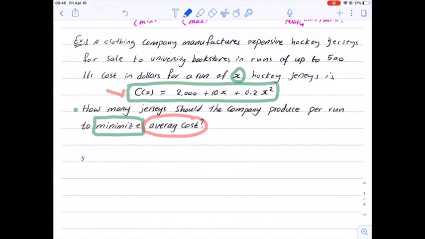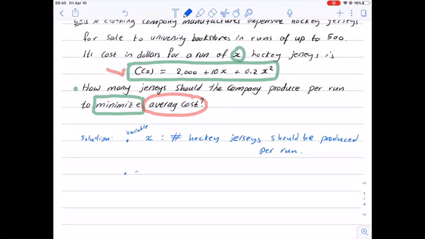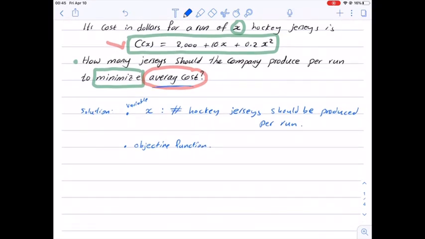The first step to tackle this problem is to define the variable x. x is the number of hockey jerseys that should be produced per run. This is the variable. Then the second step is to determine the objective function. What is the objective function? The objective function is the function that we want to maximize or minimize. So the objective function in this case is the cost, the average cost.